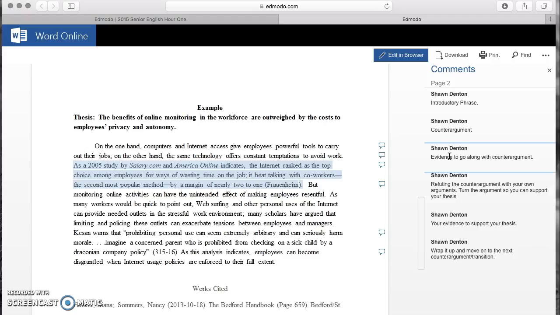So they give the counterargument right here, and then from there they give evidence to go along with that counterargument. Note the signal phrase that they give as well. As a 2005 study by Salary.com and America Online indicates, the internet ranked as the top choice among employees for ways of wasting time on the job and beat talking with coworkers, the second most popular method by a margin of nearly 2 to 1.